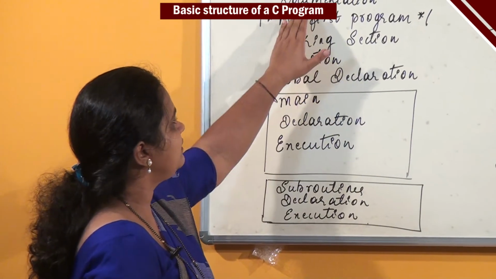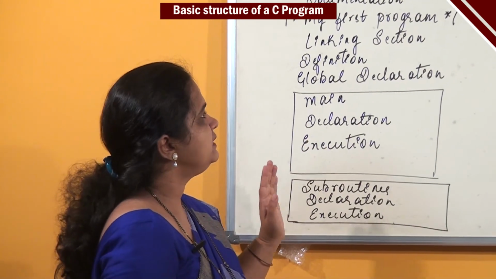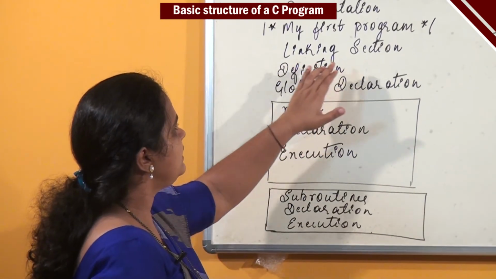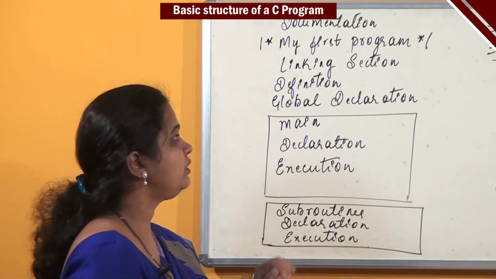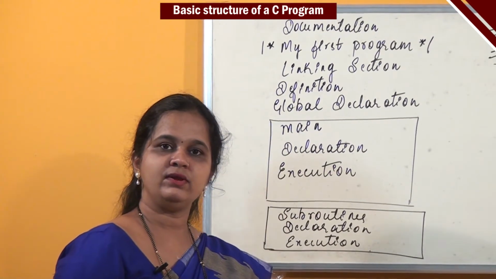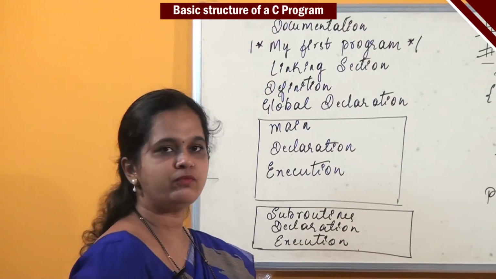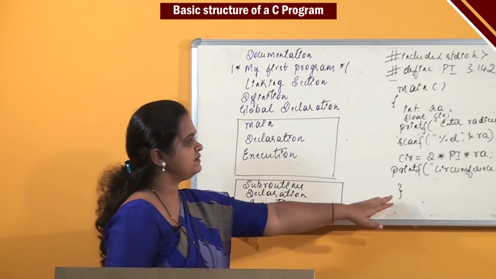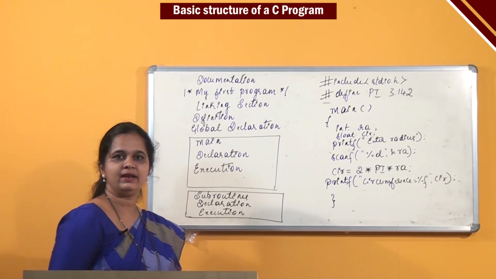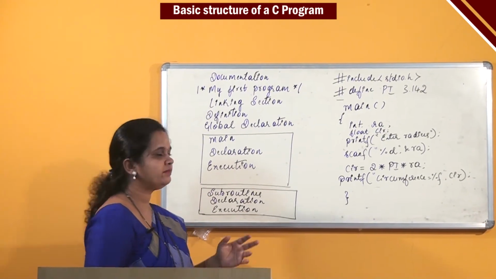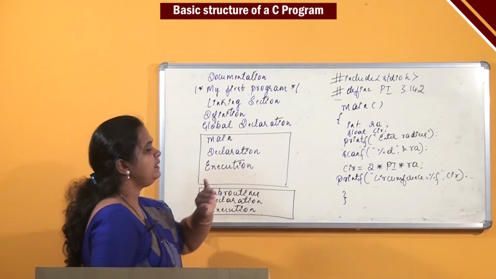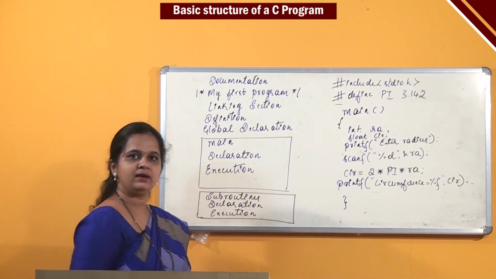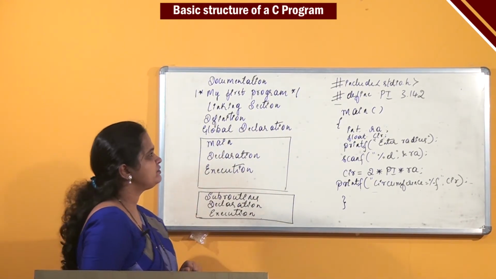So you can go through it once again, where the documentation section always is used for providing some extra information about the program, and this linking section where I have included stdio.h, and then the definition section where I have declared the symbolic constant pi as 3.142, and then the global declarations. If you need any global declarations, in this case no such global variable was used, therefore it is not declared. Otherwise, if any variable is global to all the functions, those variables can be declared there in the global section. And then we have to start the main function.